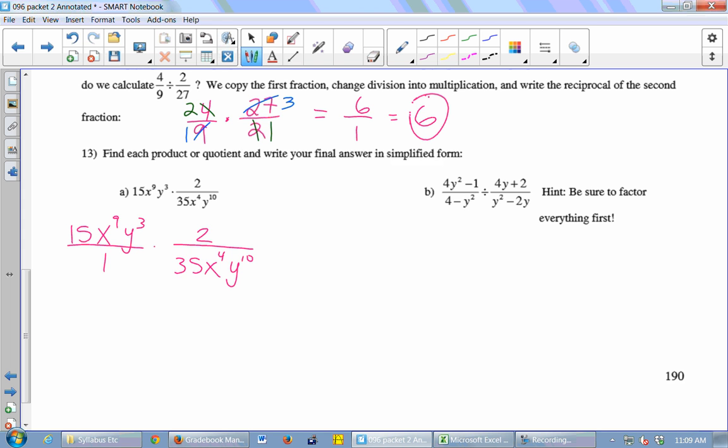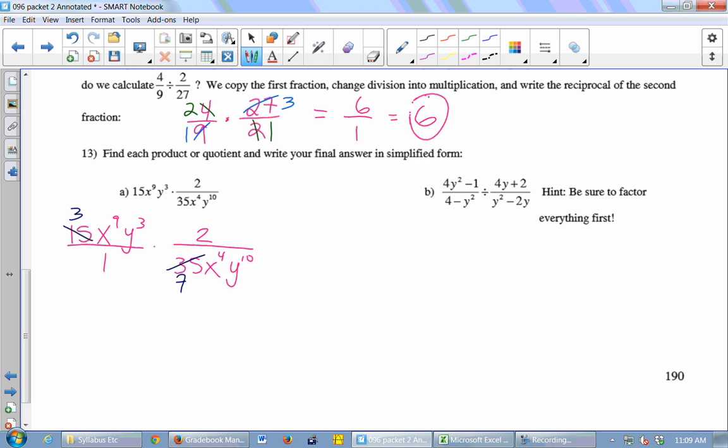All right, and now I'm going to cancel common factors from the top and the bottom. So start with the numbers. 15 and 35, any common factors? 5. Okay, how many times does 5 go into 15? 3 times. And how many times does 5 go into 35? 7 times. Okay, so we dealt with the numbers.